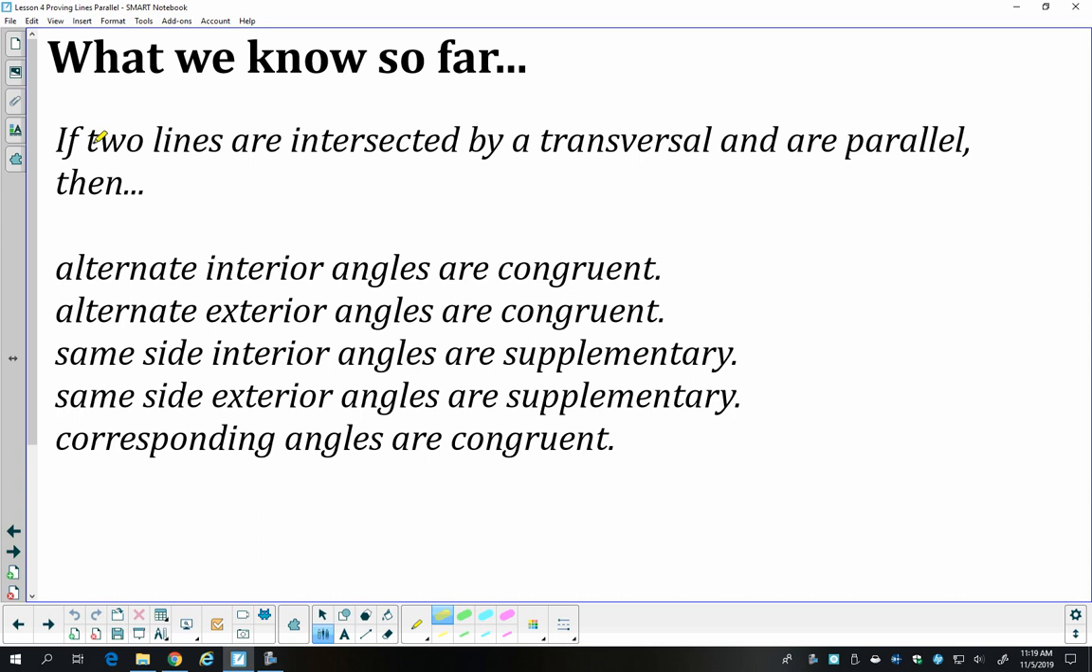My P is that two lines are intersected by a transversal and they're parallel. And then I have a bunch of Q's. Alternate interior angles are congruent, alternate exterior angles are congruent, same side interior supplementary, same side exterior supplementary, corresponding congruent. So if we know two lines are parallel, then we know all these Q's. But the converse is also true.